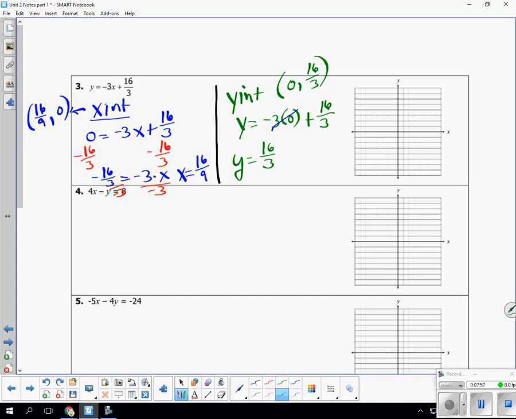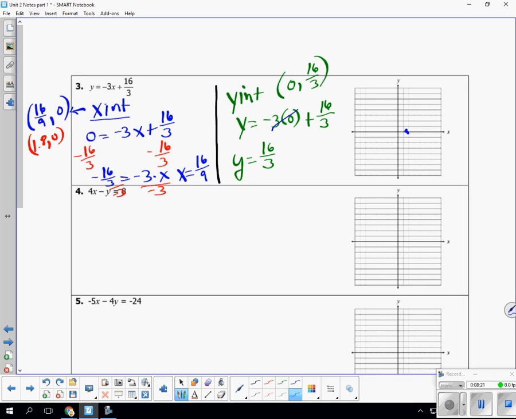Okay, so let's guesstimate as best we can on this graph where these points are. When we look at 16/9, that's about 1.8. So 1.8 comma 0 is where we're going to put that guy. So over here on my graph, 1.8, that's going to be real close to 2, so not quite on 2, but real close to it. So there's my x-intercept right there.